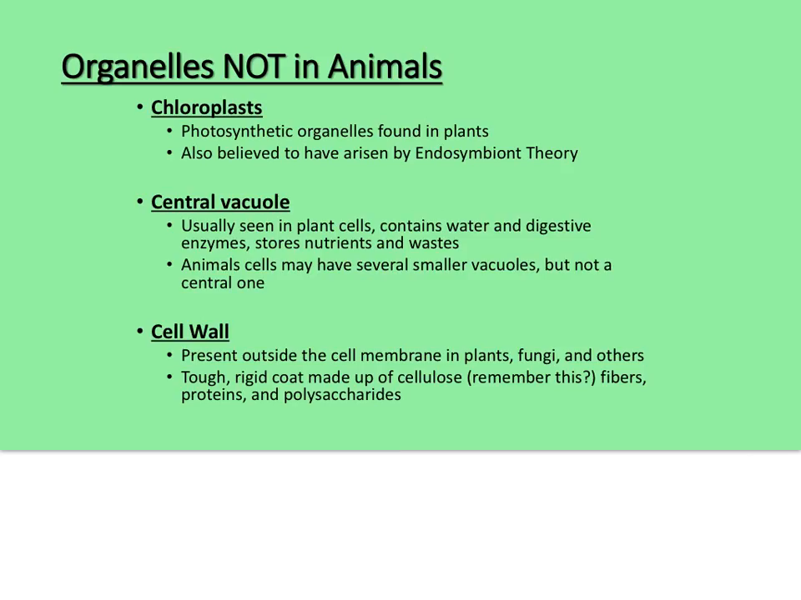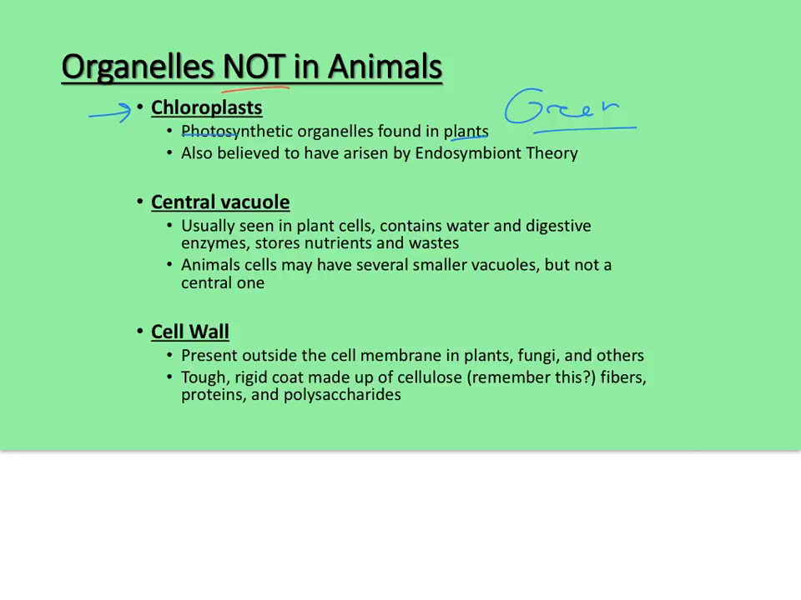Now the last slide for this section is just an opportunity to quickly look at 3 different organelles found in eukaryotes but not found in animal cells. Now notice I'm not saying that these are necessarily found just in plants or anything, but these are organelles that we do not see in animals. The first of these is the chloroplast. Chloroplast is found in plants primarily. It gives those plants their green color.